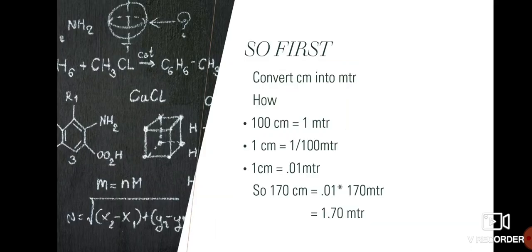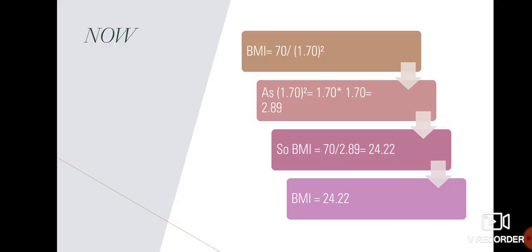So how to convert? The derivation is given, as you can see: 100 centimeter is 1 meter, so 170 centimeters would be 1.70 meter. So 170 centimeters will be equal to 1.70 meter, as you can see here. Okay, so in the formula we will put the value.